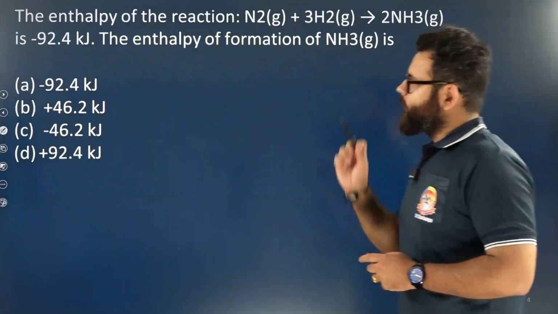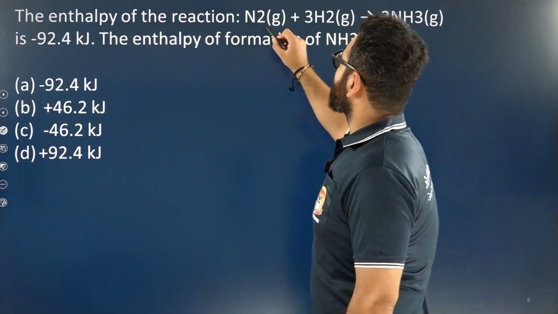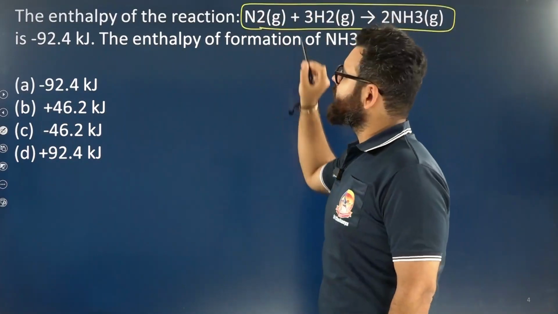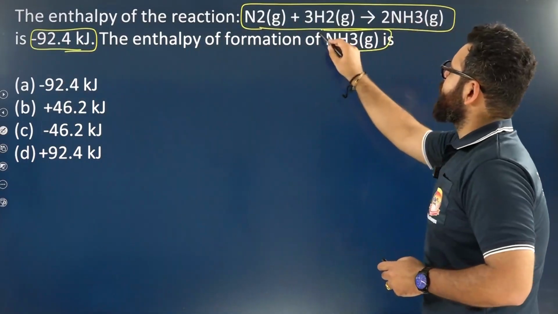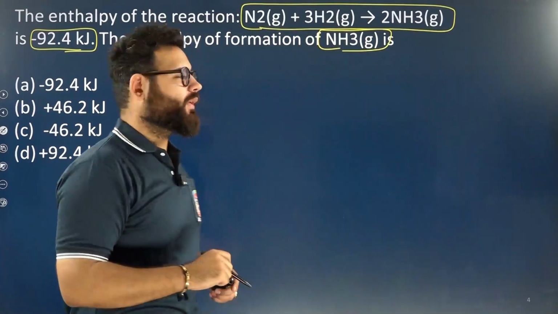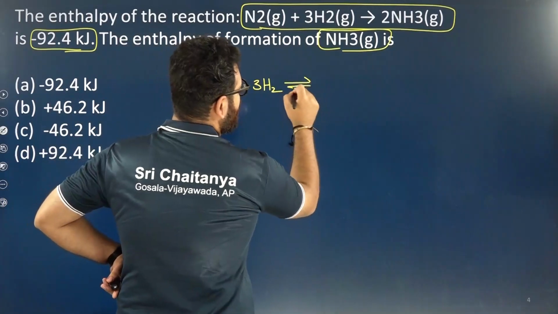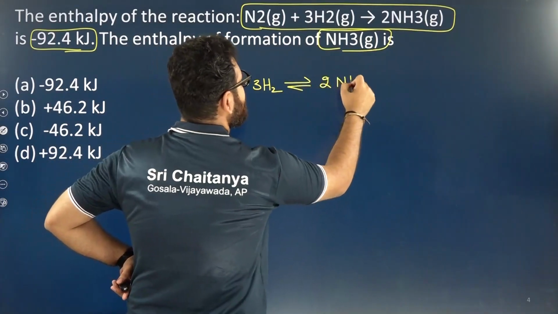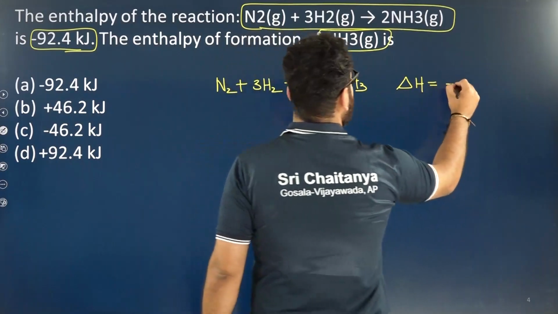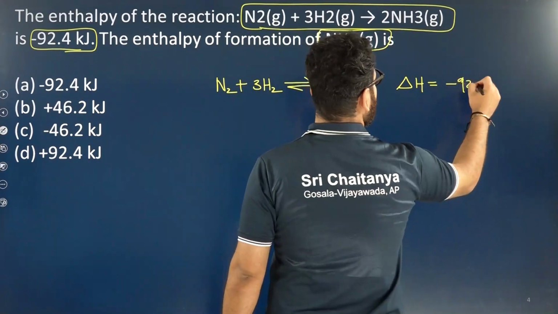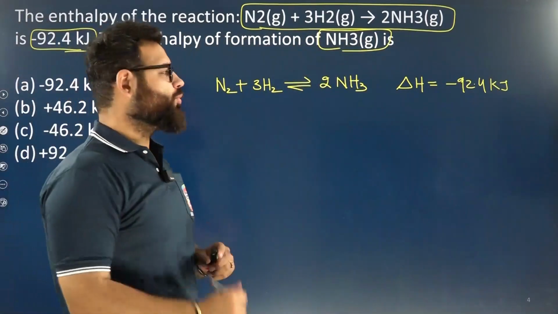Next one. Now let us see the question. All of you, please see here how to solve such a question. The enthalpy of the reaction N2 plus 3H2 giving 2NH3 is given as minus 92.4 kilojoule. What is the enthalpy of formation of ammonia? They are asking for formation. It's a reversible reaction, Haber's process.